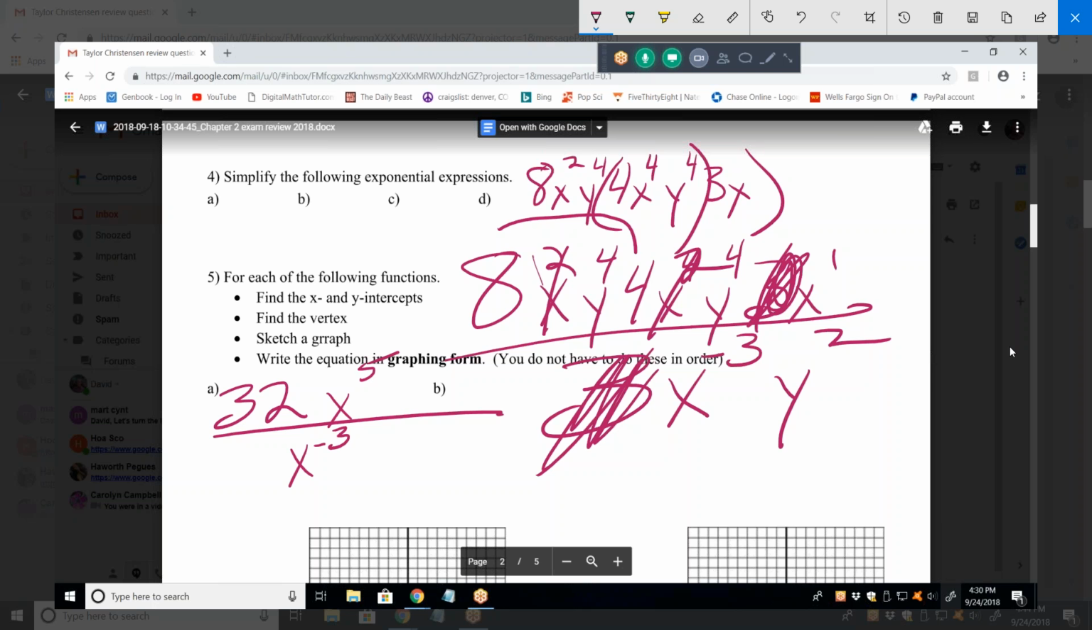Let's combine those x's right now. What's x to the 5th divided by x to the minus 3rd? X to the 8 in the numerator. You have to make sure you get it in the right spot. Now we've taken care of that one and all the x's. Now let's look at the y's. What's our numerator y?